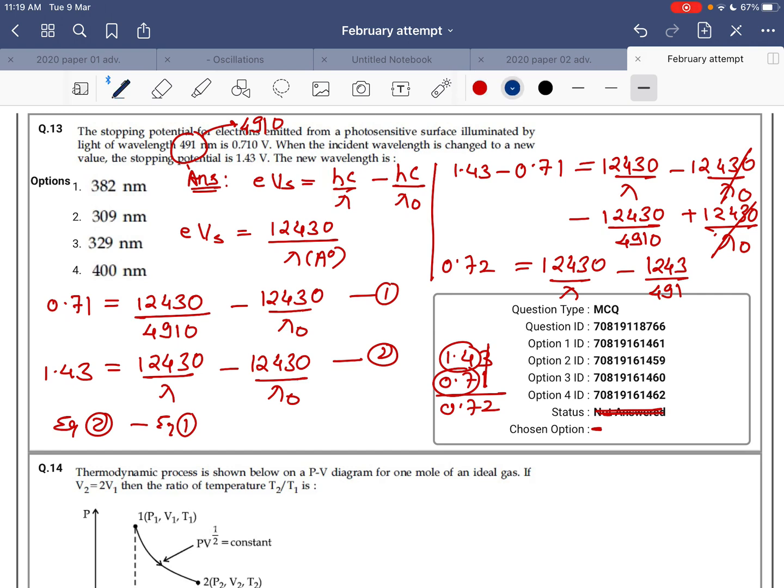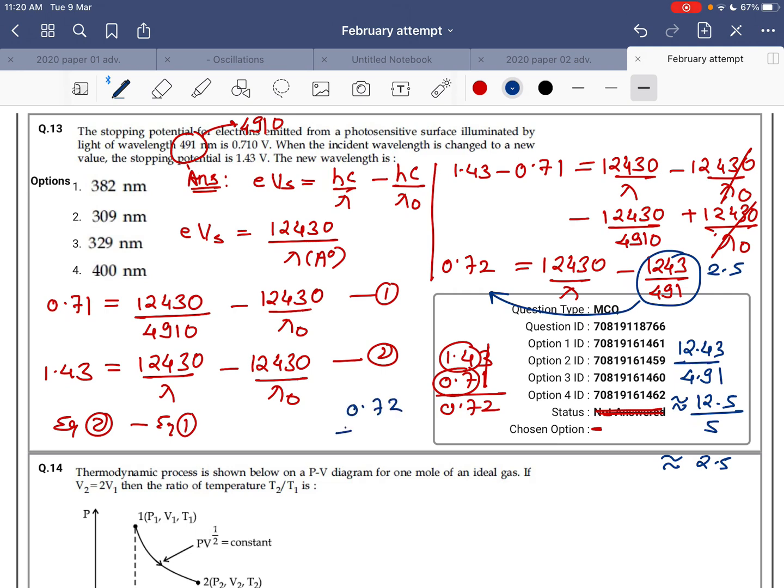Now for this particular ratio 1243 upon 491, I will take in rough and write 12.43 upon 4.91. I have taken decimal places after 2 digits in both numerator and denominator, and approximately I will round it off. This 12.43 can be written as 12.5, and 4.91 can be written as 5. So approximately this result comes out to be 2.5. This minus 2.5 will come on this side, it becomes plus 2.5.